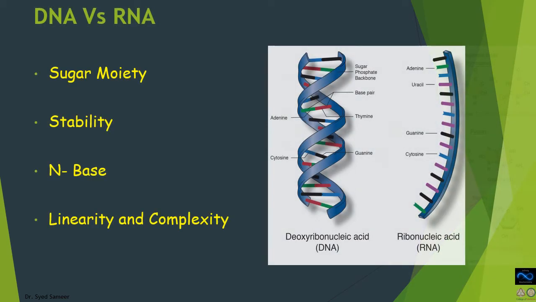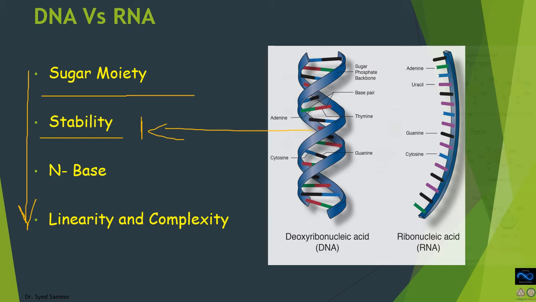Further discussing the difference between the two different types of nucleic acids, that is DNA and RNA, by this time you should be able to tell what the difference is. The differences are actually in four different aspects. The first and foremost is the sugar moiety, which you already know. In DNA, it is deoxyribose type, whereas in RNA, it is ribose type. In terms of stability, DNA is more stable because of its duplex nature, whereas the RNA, because of its single strand nature, is less stable.